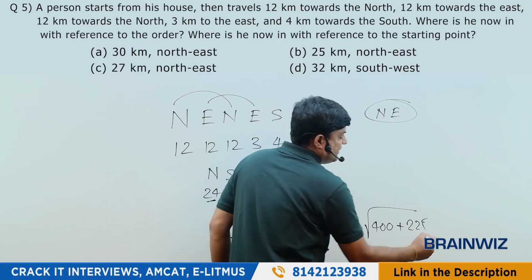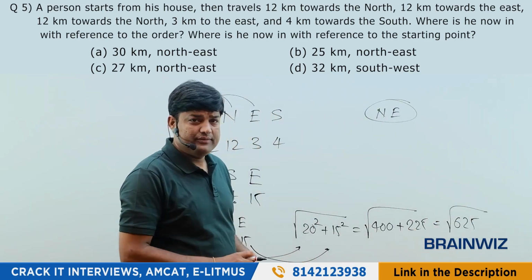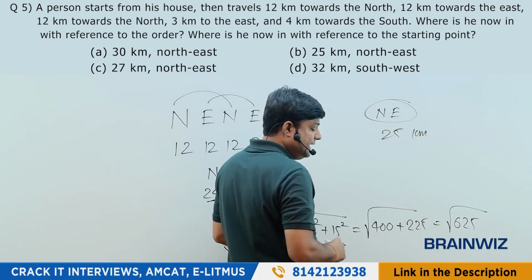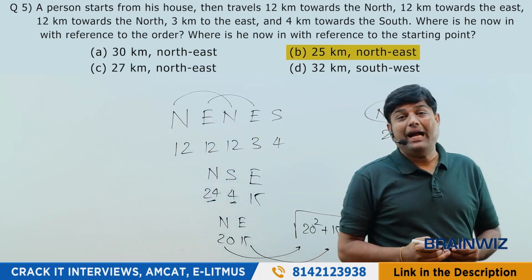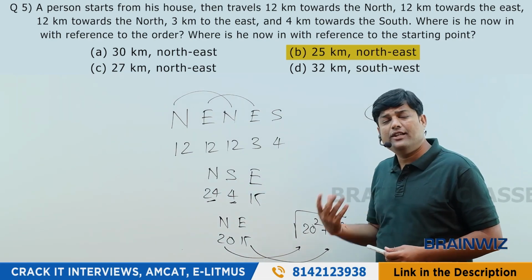225, 625. You know root 625? You learned in school days, that is 25. So answer is, he is northeast direction and 25 kilometer away. I think you are enjoying the things.